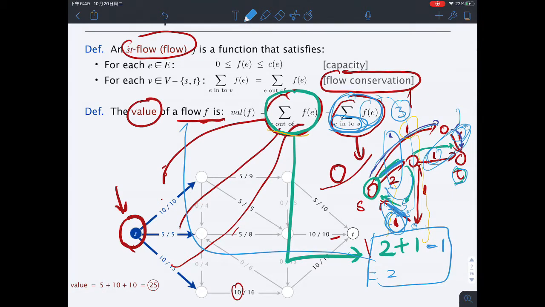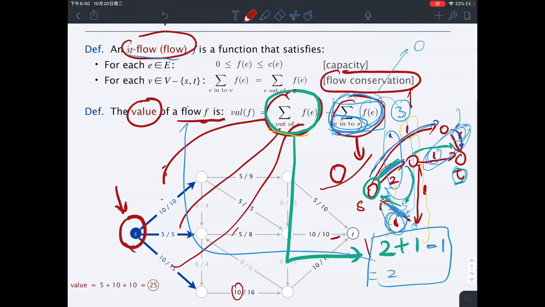That's also consistent with our calculation, 1 unit, and then we sum them up is 2 units, right? So just remember that. So when we really want to calculate the value of the flow, sometimes we need to include this term. Most of the time this term is zero, but the definition of a flow allows the non-zero case to happen.